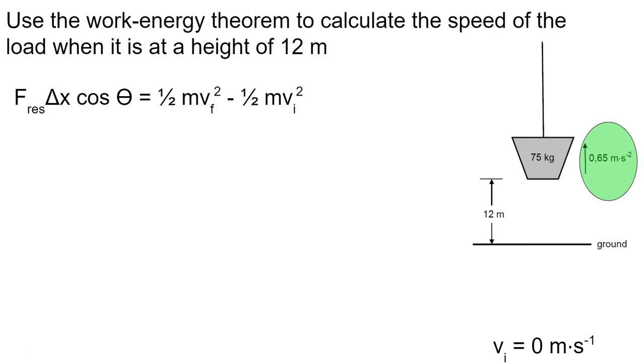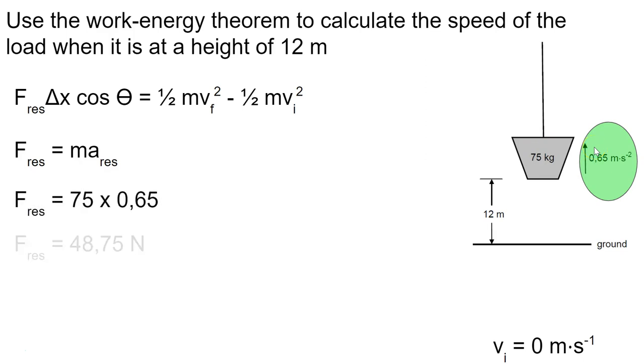So which of these values do we have? Let's start with the resultant force. Do we have the resultant force acting on this mass? No, but we do have the resultant acceleration. And if we use Newton's second law, we can say that the resultant force acting is going to be equal to the mass of this object times the resultant acceleration. So there I've calculated the resultant force acting on this object.